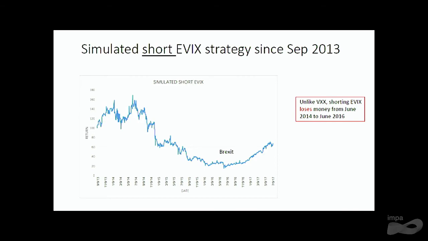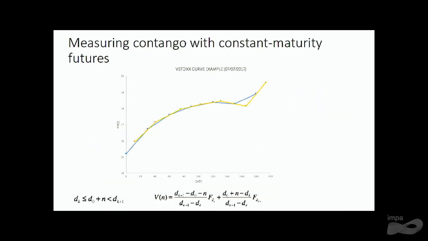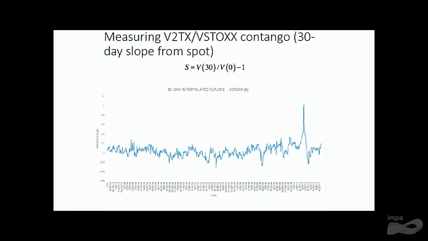Well, let's first try to do some simple dynamic trading. First of all, you have to build a curve, and then you look at the slope, contango, the 30-day slope from spot. So you look at how this contango moves. Maybe this is some kind of event. It's moving around zero. It's mostly positive, but you have some negative contango spikes here. 20% negative contango, it's not good.